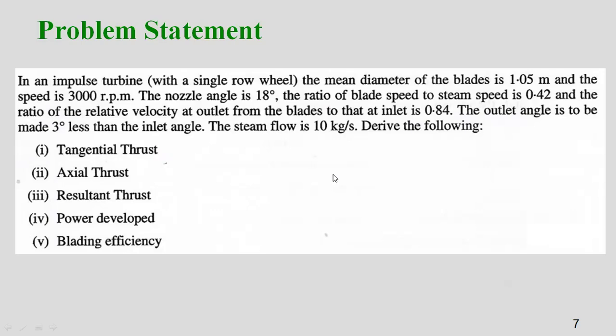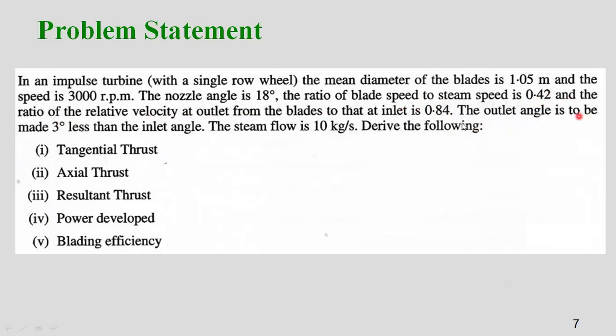So this is the problem statement, as you can see. In an impulse turbine with a single row wheel, the mean diameter of the blades is 1.05 meter and the speed is 3000 rpm. The nozzle angle is 18 degrees. The ratio of the blade speed to the steam speed is 0.42, and the ratio of the relative velocity at the outlet from the blades to that at the inlet is 0.84.